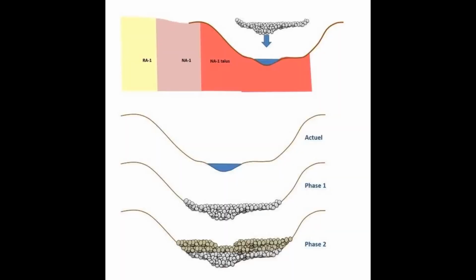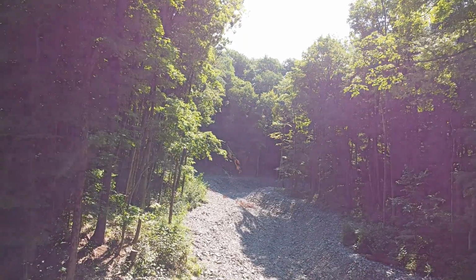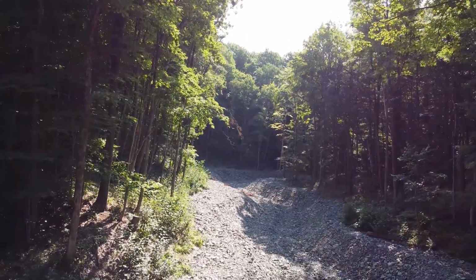These projects are often done in two phases, as depicted by this diagram. Unfortunately, these drone images represent only phase 1, meaning that another meter of riprap is to be dumped on top of this already dry stream.